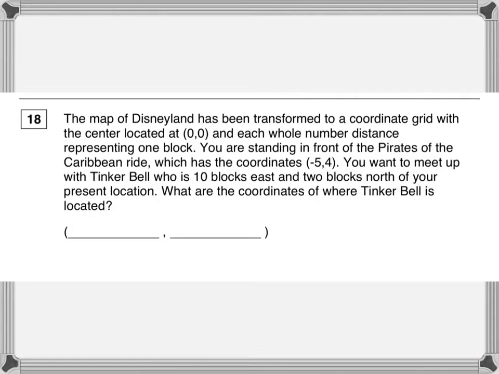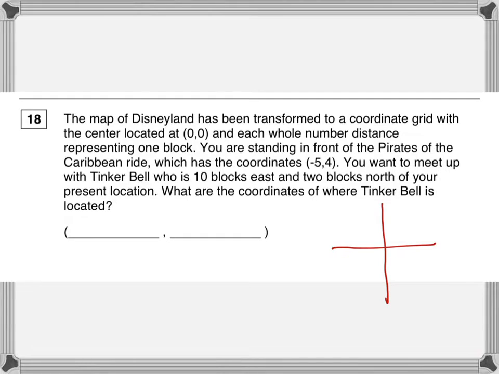Problem 18. The map of Disneyland has been transformed to a coordinate grid with the center located at 0, 0. So I'm going to go ahead and draw my grid here. And each whole number distance representing 1 block. You are standing in front of the Pirates of the Caribbean ride, which has coordinates at -5, 4.